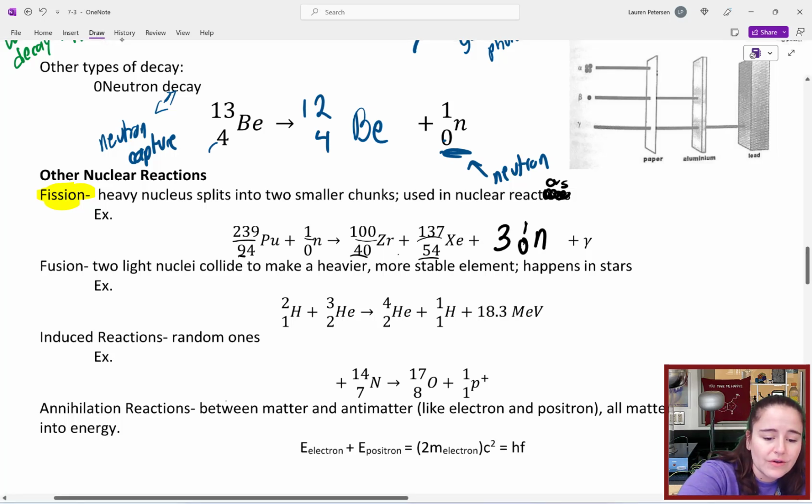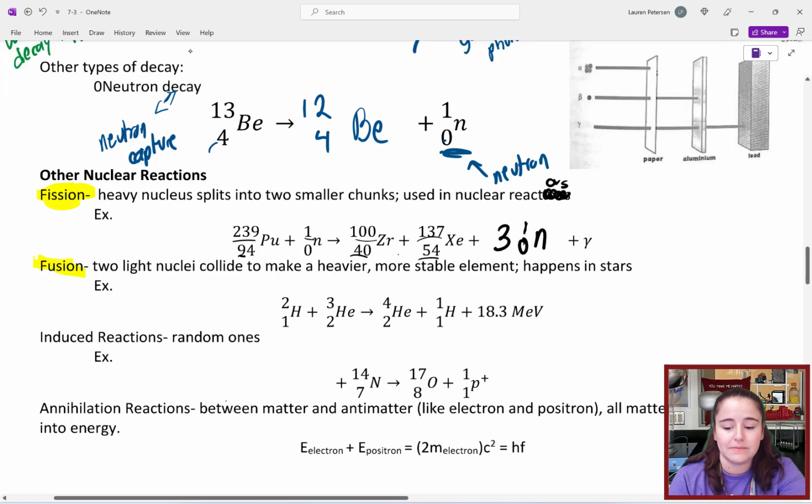There's also fusion reactions. This is where 2 light nuclei combine to make a heavier one. This is what powers the sun, okay? Often produces lots of energy. They said 18.3 mega electron volts in that last step.